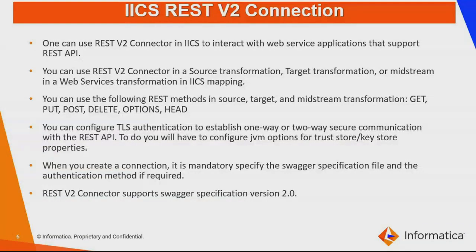The methods which are supported by the REST V2 connection are get, put, post, delete, options, and head. You have the option to configure TLS authentication to establish either one-way or two-way secure communication with the REST API. To do this, you will have to configure JVM options for trust store or key store properties. This can also be done at the connection level. I'll be giving you more information on it in the upcoming slides.